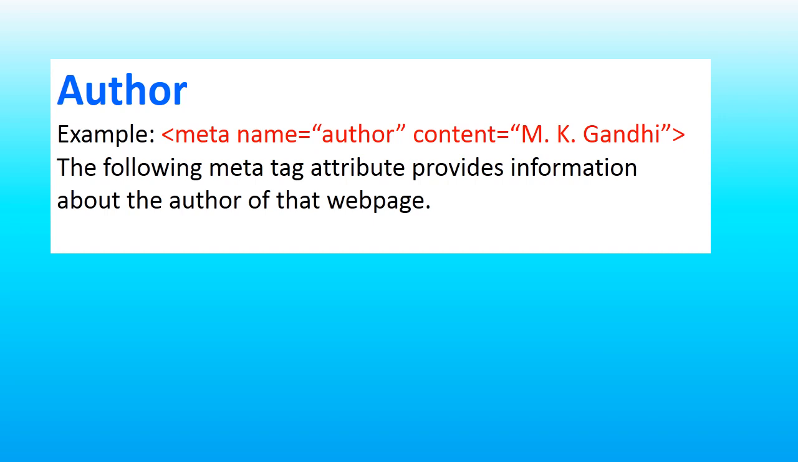Next word which we are going to study is author. Meta name is equal to author, content is equal to M.K. Gandhi. The following meta tag attribute provides information about the author of that web page.